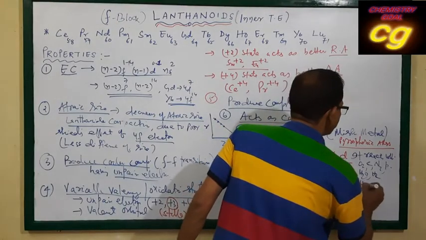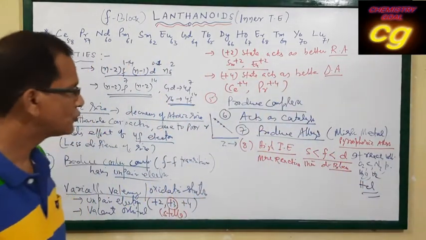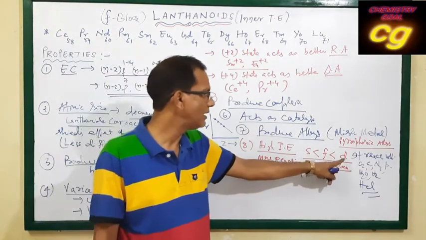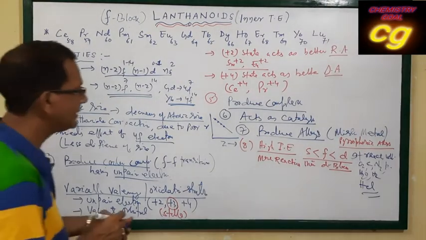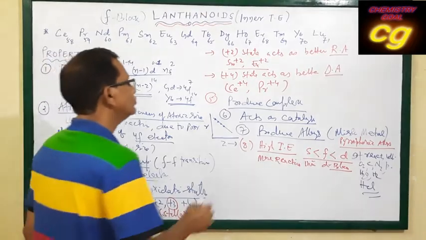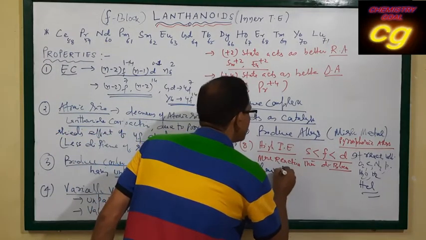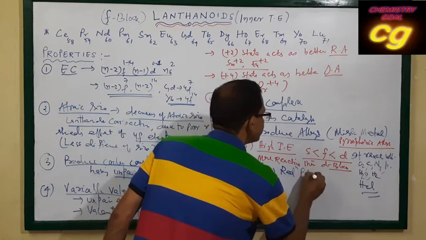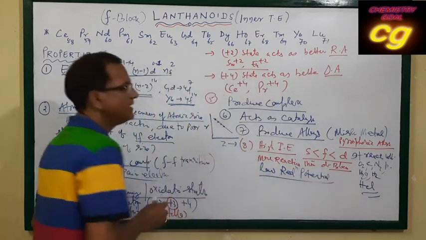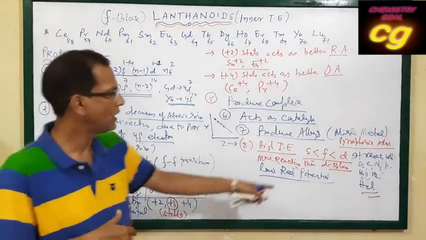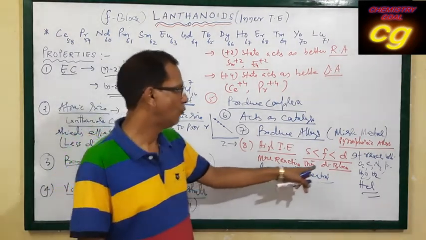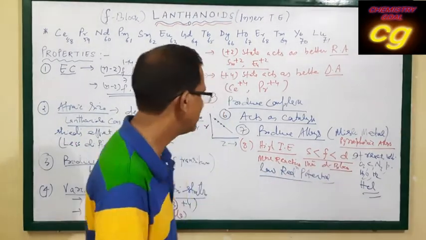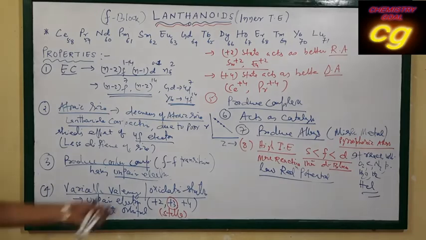And it reacts with acid. So reactivity is more than the D block due to low ionization energy and that low reduction potential. Its reduction potential is low compared to the D block. As a low reduction potential, it acts as what? More reactive compared to D block elements. So these are some important properties.